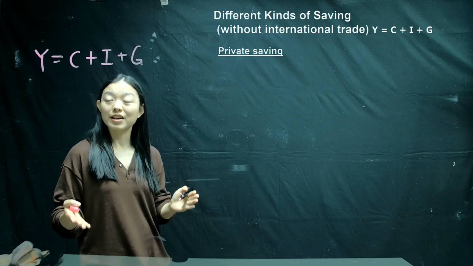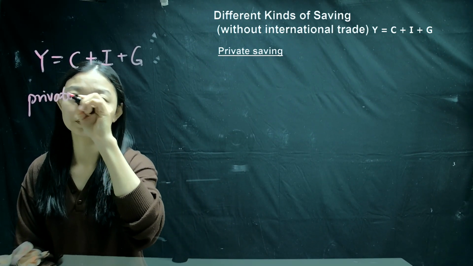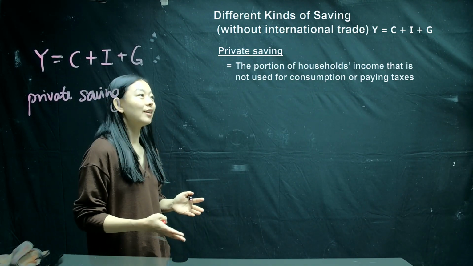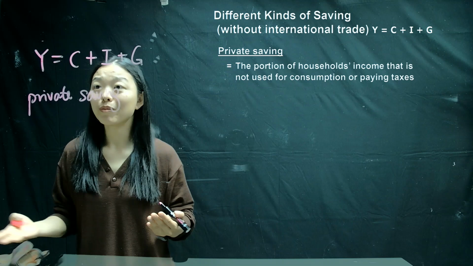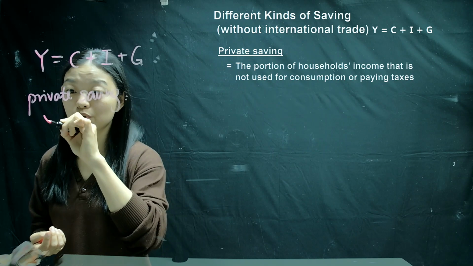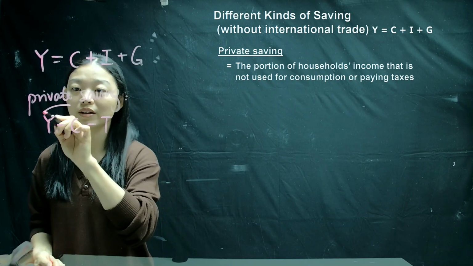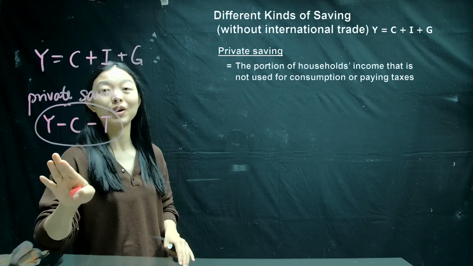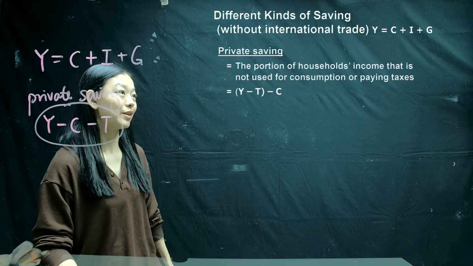First, let's look at what private saving is. Private saving equals the proportion of household income that is not used for consumption or paying tax. And as we talked about before, income will equal GDP, right? The aggregate income will equal GDP. Therefore, the private saving here will equal income, subtract consumption, subtract tax, right? This part is the private saving that is not used for consumption and not used for tax. So this part is what we call private saving. Y subtract T subtract C, or Y subtract C subtract T, is similar, okay?